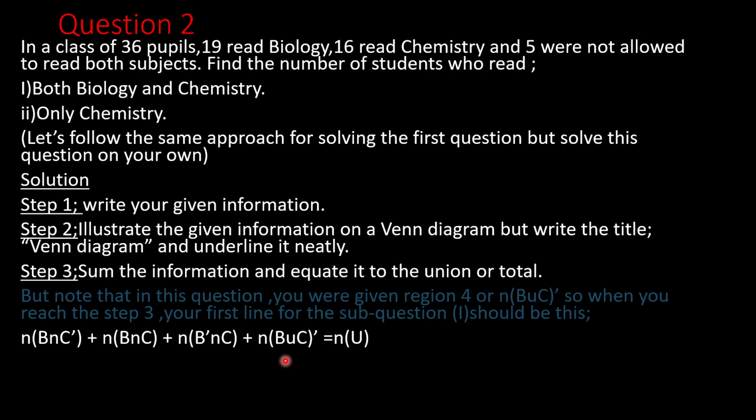So the region 4 is the B union C complement. Then you equate it to the U. So it will be B only plus intersection plus the C only plus the region 4 equals U. Because you were given the region 4, that's how your first line should be.